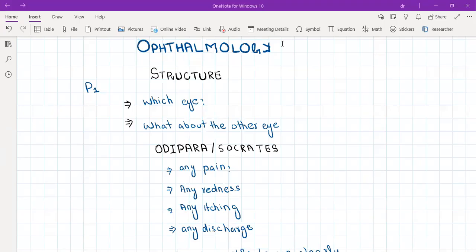Hello everyone. So today we are going to discuss ophthalmology. In ophthalmology, the first thing that we are going to discuss is the structure of any eye station.